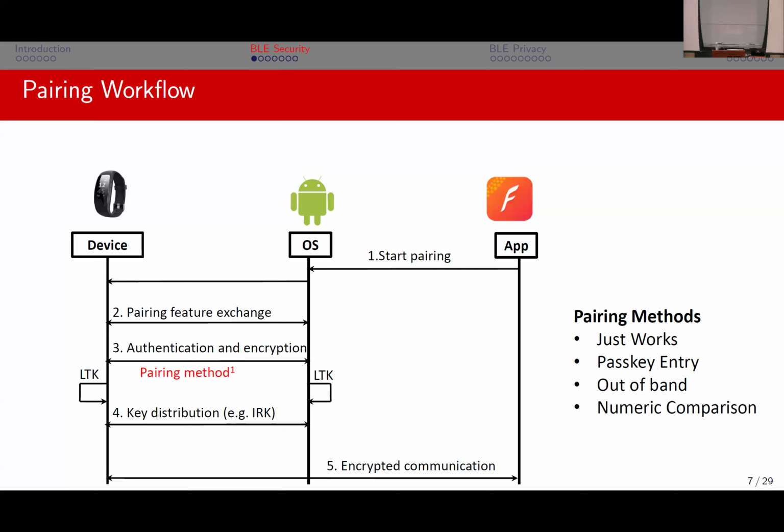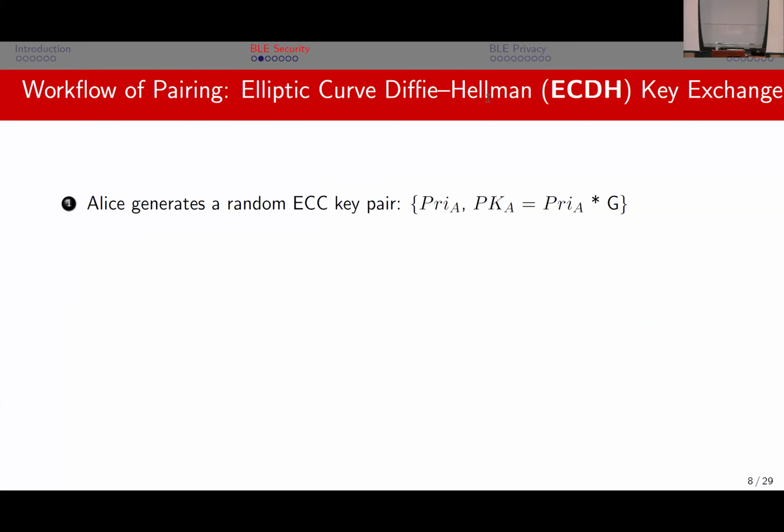Then let's zoom in to see how these four types of pairing really work and why they have these names. Let's look at how it works. Like I said, fundamentally, two parties have to exchange a symmetric key. How do they do that? Well, you have public key cryptography. You can use that. So fundamentally, they use ECDH to do the key exchange.